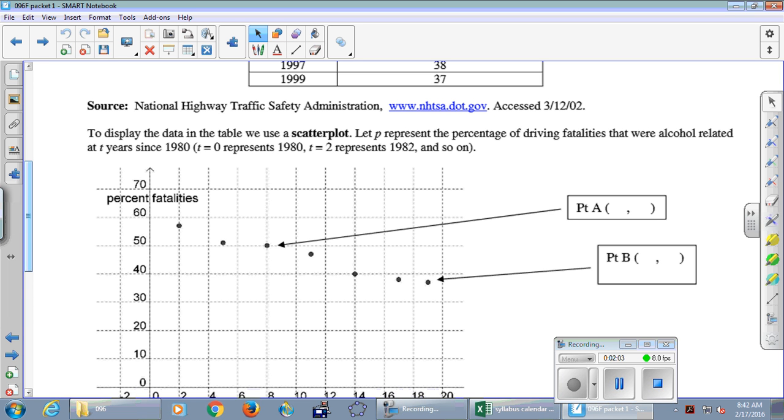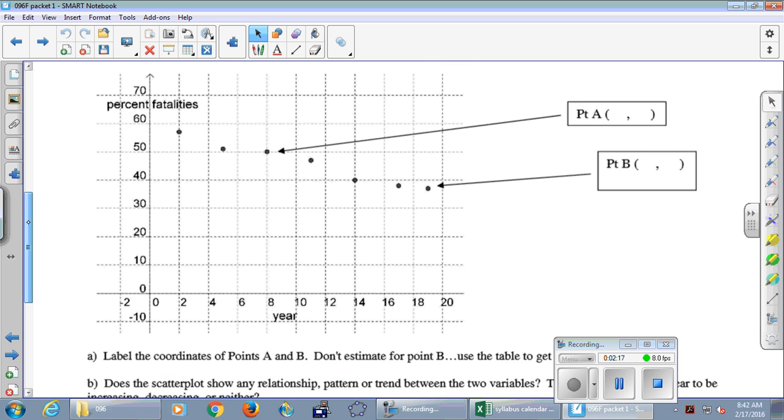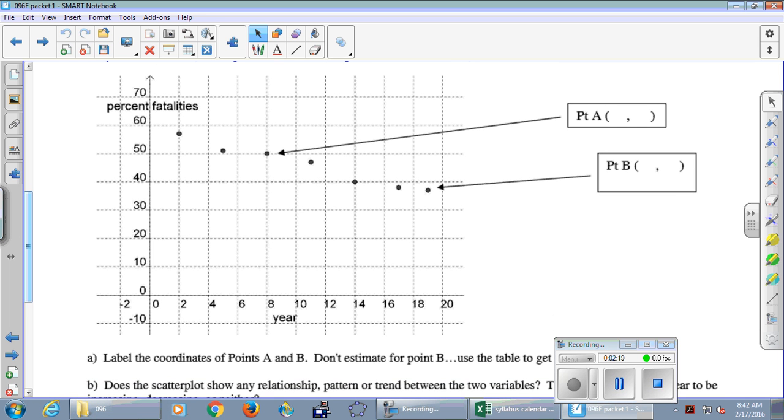We're going to let P represent the percentage of driving fatalities that were alcohol related at T years since 1980. That is to say that T equals 0 represents 1980. T equals 2 represents 1982, and so on. And so that thing right there is called a scatter plot. Percent fatalities is on the vertical axis. Years since 1980 is on the horizontal axis.